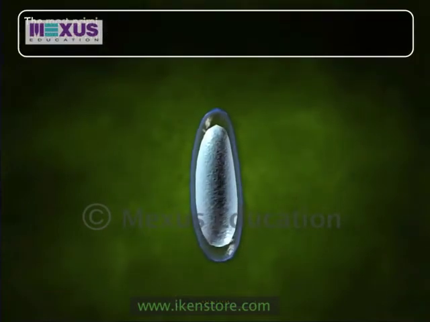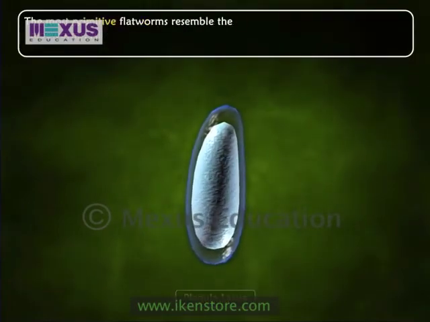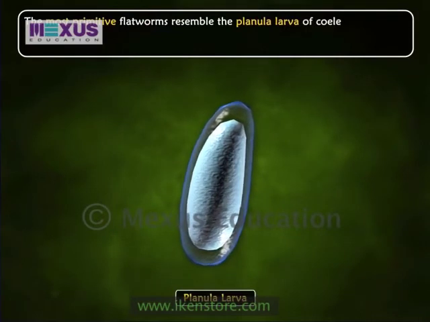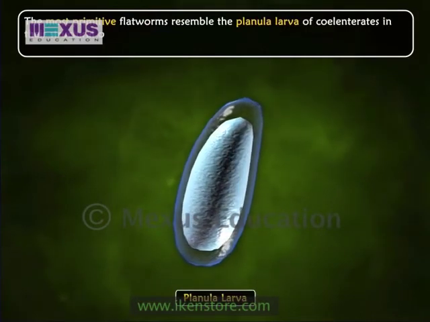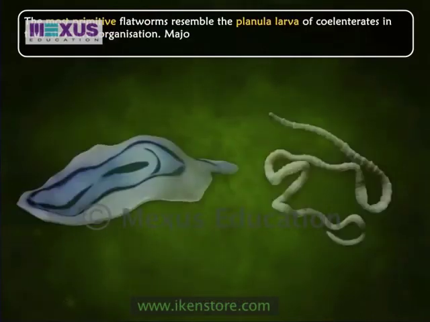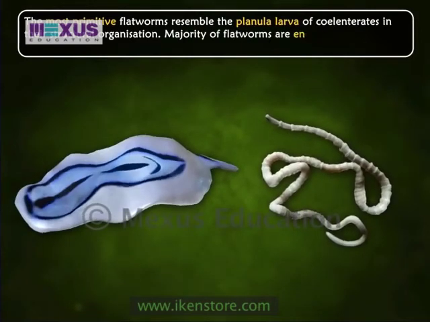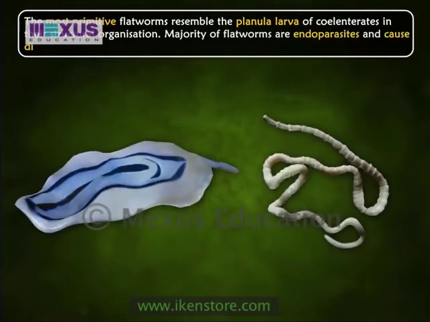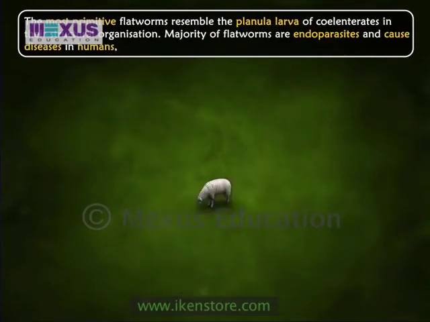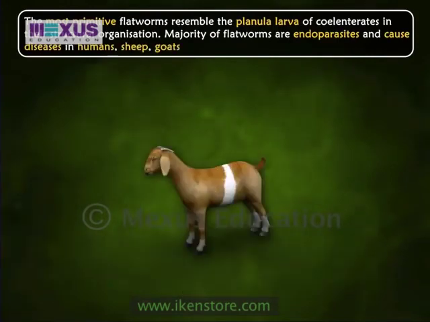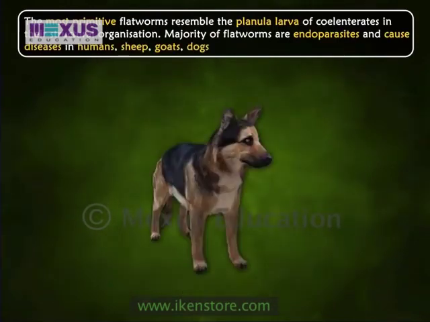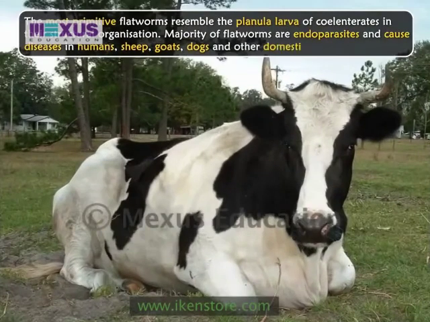The most primitive flatworms resemble the planula larvae of coelenterates in their structural organization. The majority of flatworms are endoparasites and cause diseases in humans, sheep, goats, dogs, and other domesticated animals.